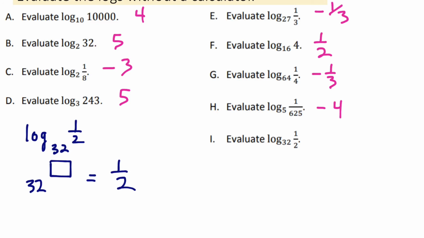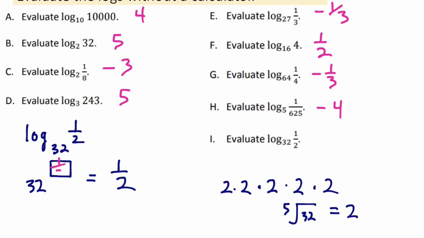So let's recall that 2 times 2 is 4, times 2 is 8, times 2 is 16, times 2 is 32. So that means the 5th root of 32 is equal to 2. Okay, so the 5th root is written 1/5. So if I take the 5th root of 32, I'll get 2, but I want the 2 in the bottom, so I have to put a minus to get the 2 to go down here in the bottom. So my answer is -1/5.